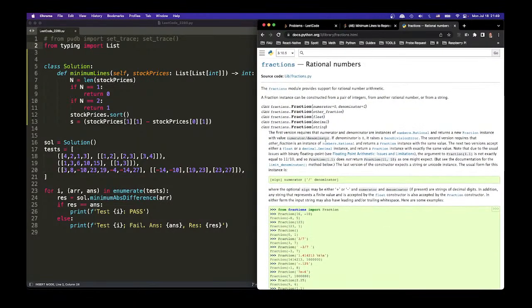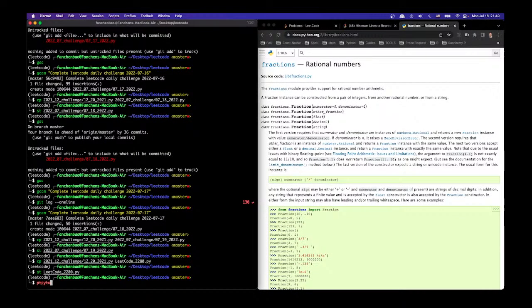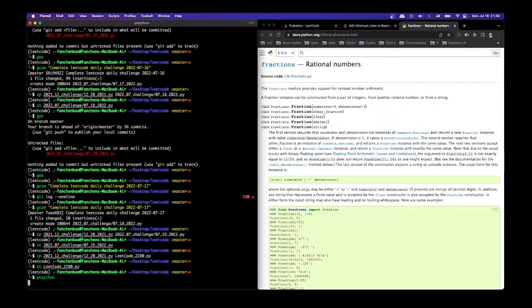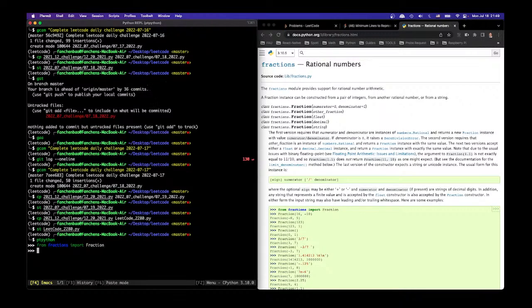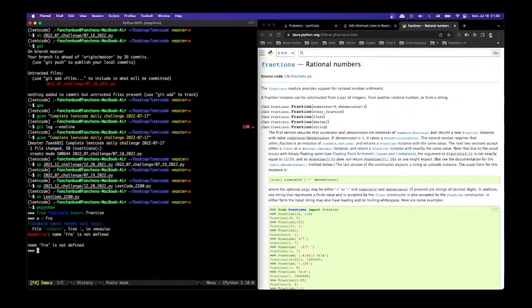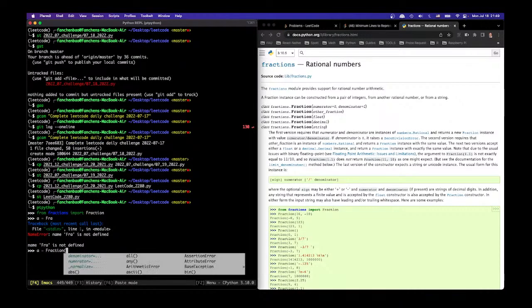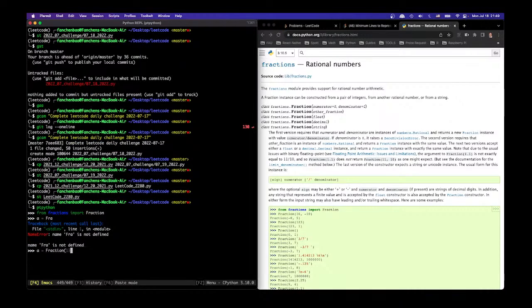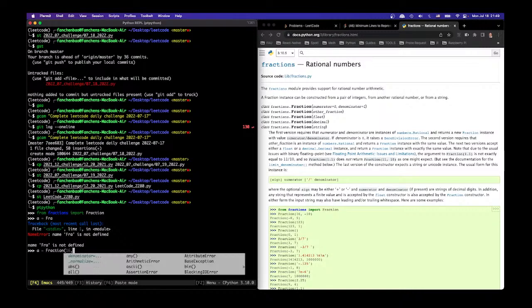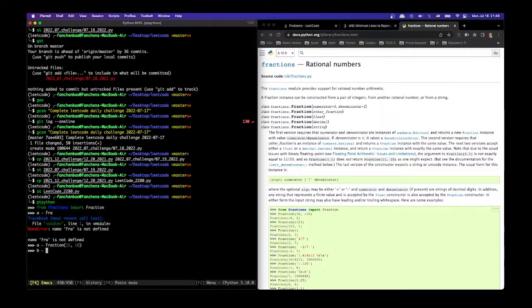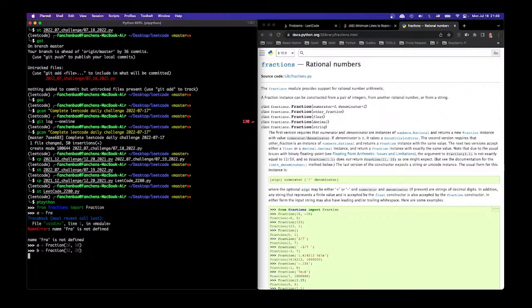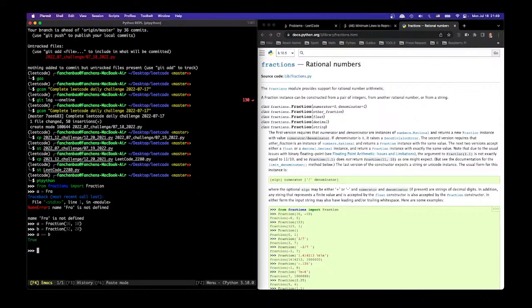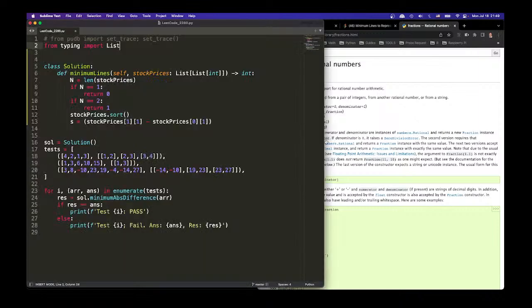Okay, I want to try. We just want to pair equal, right? So we say from fractions import Fraction. Okay, so we say a equals Fraction 13, 16, I don't know, 10. That's a good one. b equals Fraction 32 and 20. a equals b, that's true. Okay, that's all I need to know.